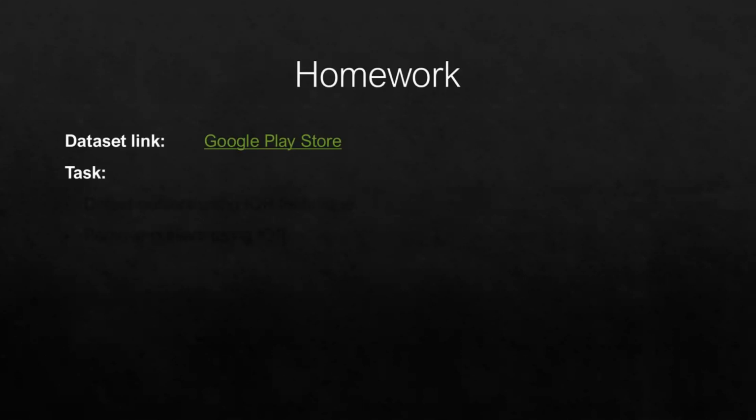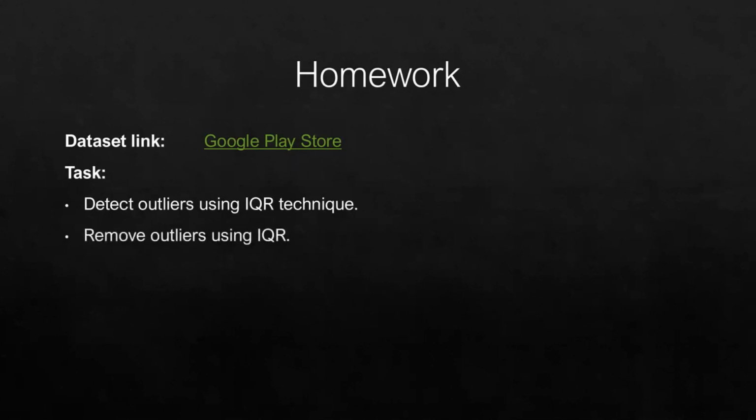Here is your homework. I have placed the link of the dataset here, and you have a few tasks to do. First of all, you have to detect outliers using the technique of IQR. Then you have to remove outliers using IQR. But remember that this technique is valid only for pure numerical columns.